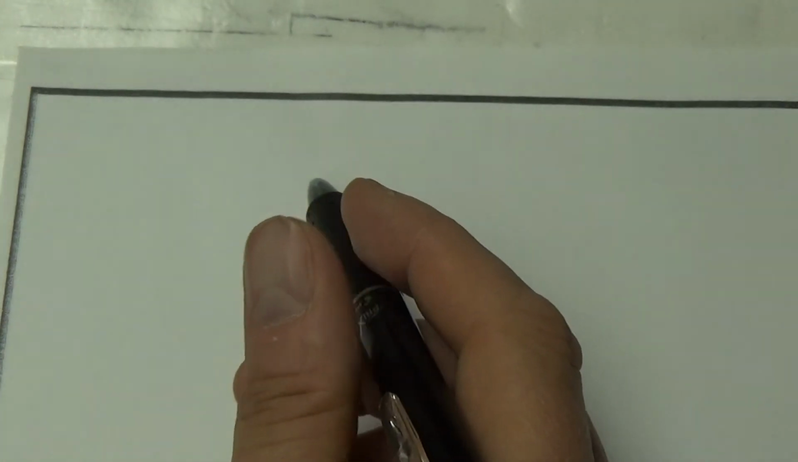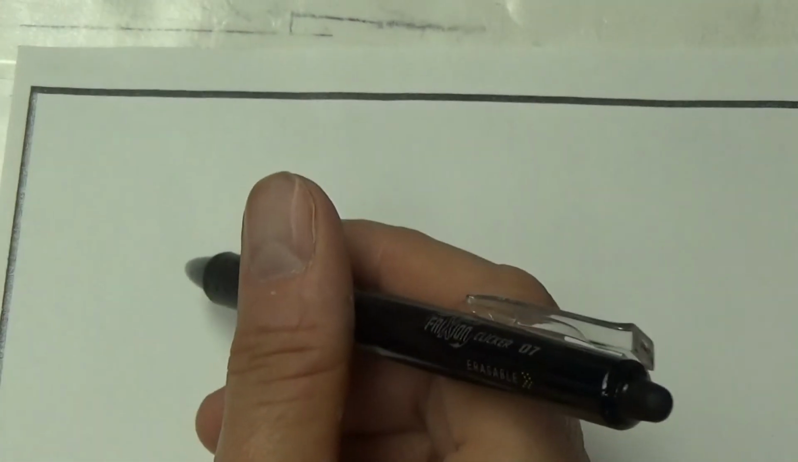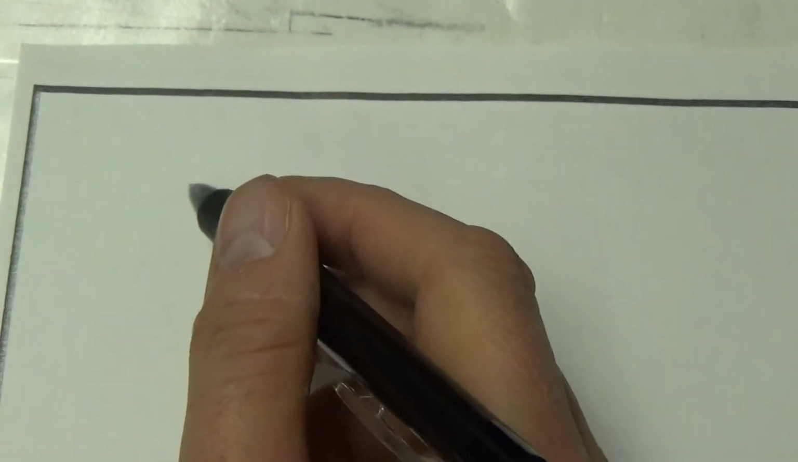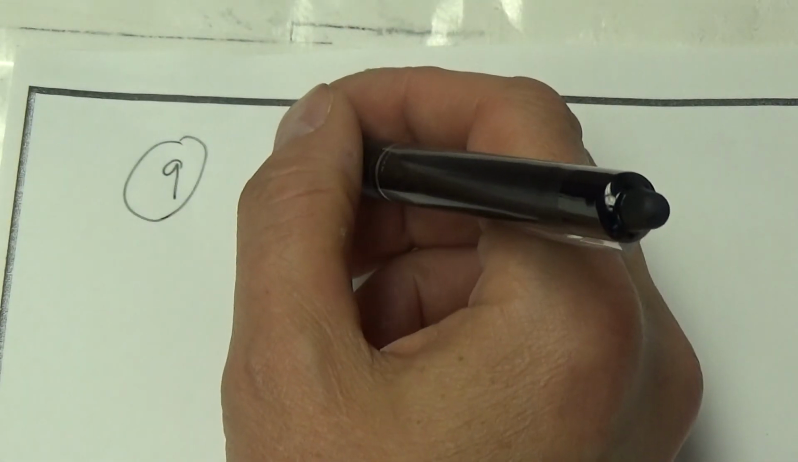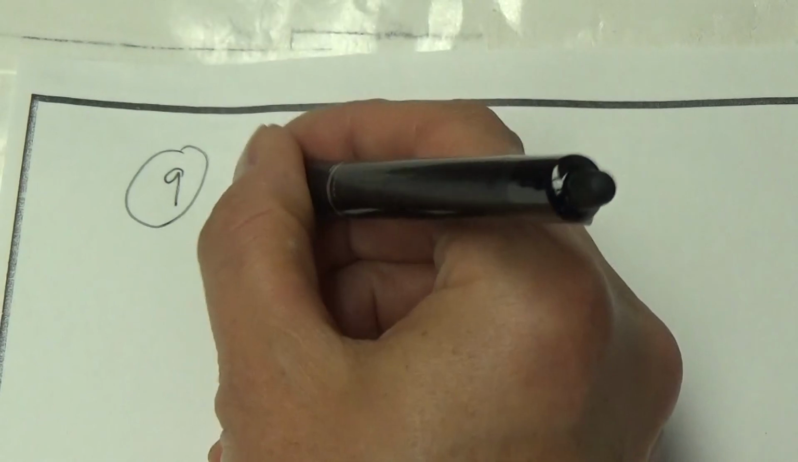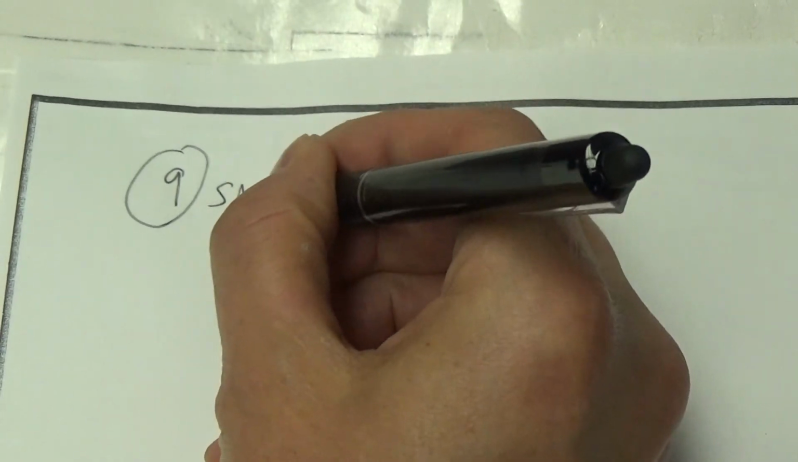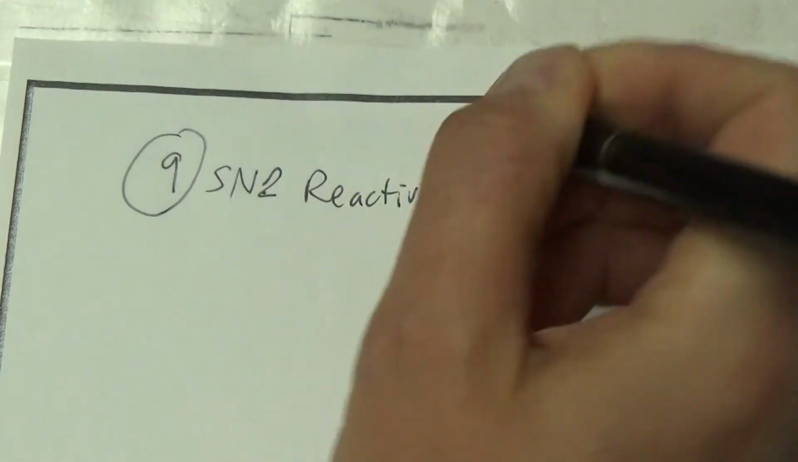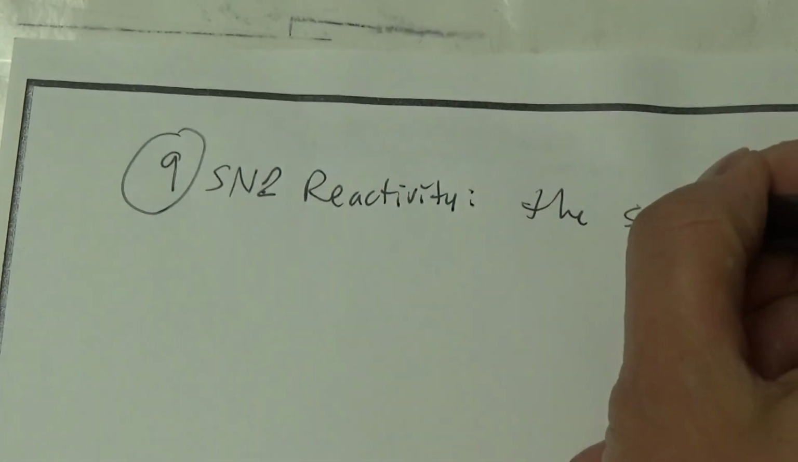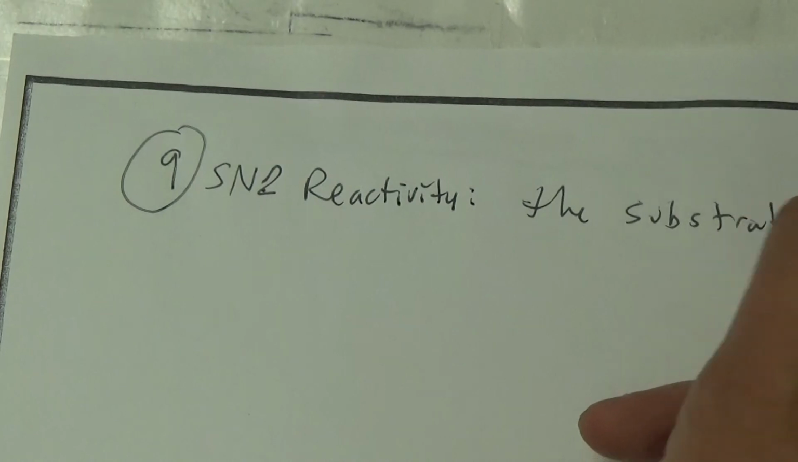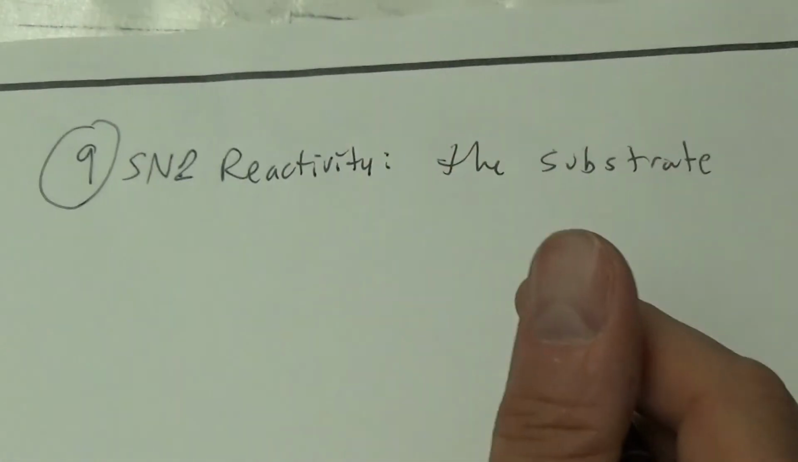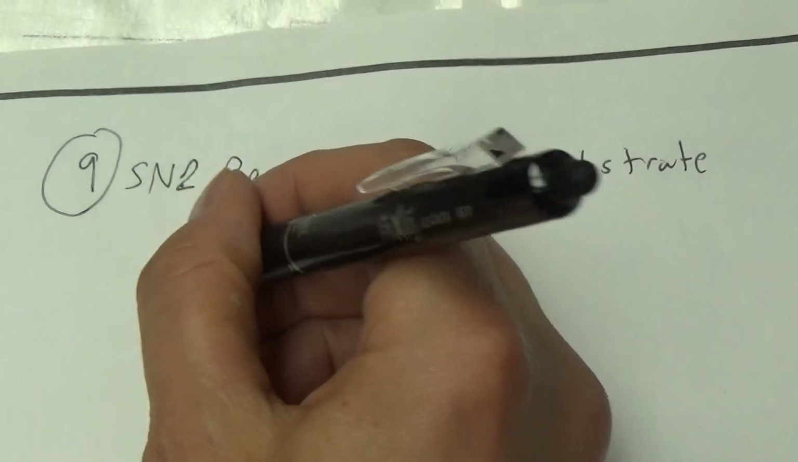Okay, so a little more on SN2. We are done with the nucleophile, which was number 8. Now we're on to what's the one thing we haven't really talked about? SN2 reactivity, the substrate. Now the substrate is actually a pretty straightforward section. There's not that much to talk about.